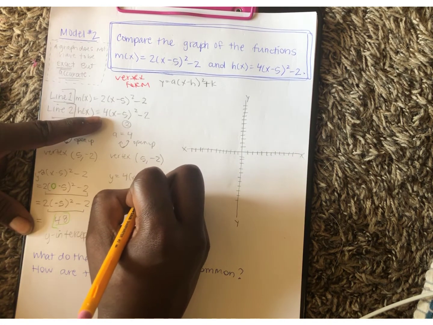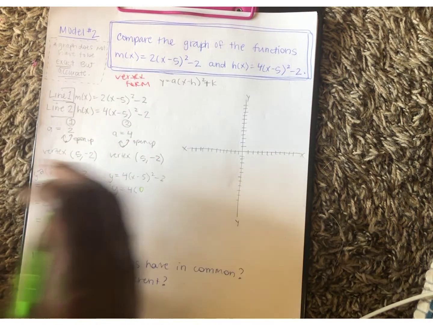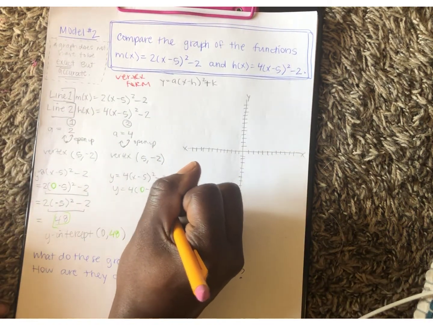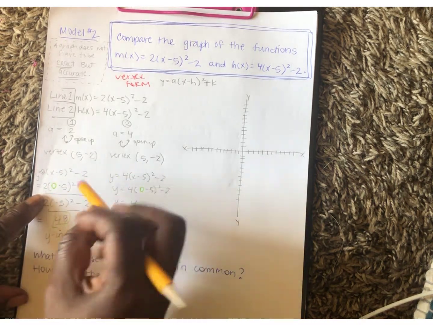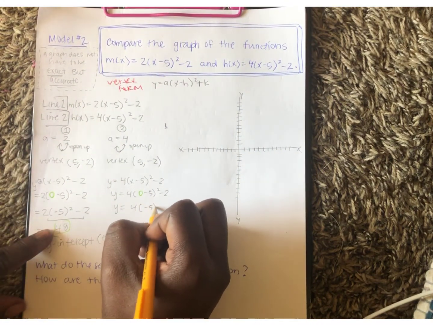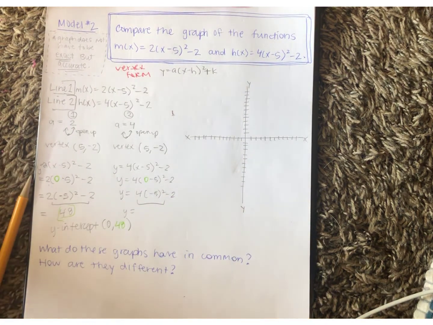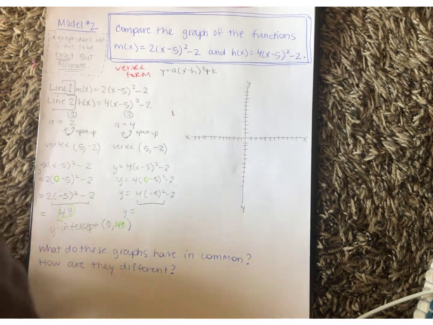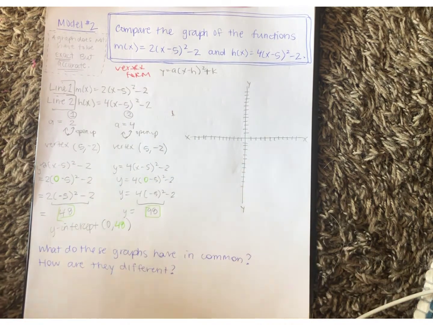y equals 4(x - 5)² - 2. Instead of that x, we're going to make it a happy 0. I want to simplify that parentheses first. Then we can put all that in our calculator, or we can solve it simply like so. All right, and that value is 98. I mean, high up there, right?